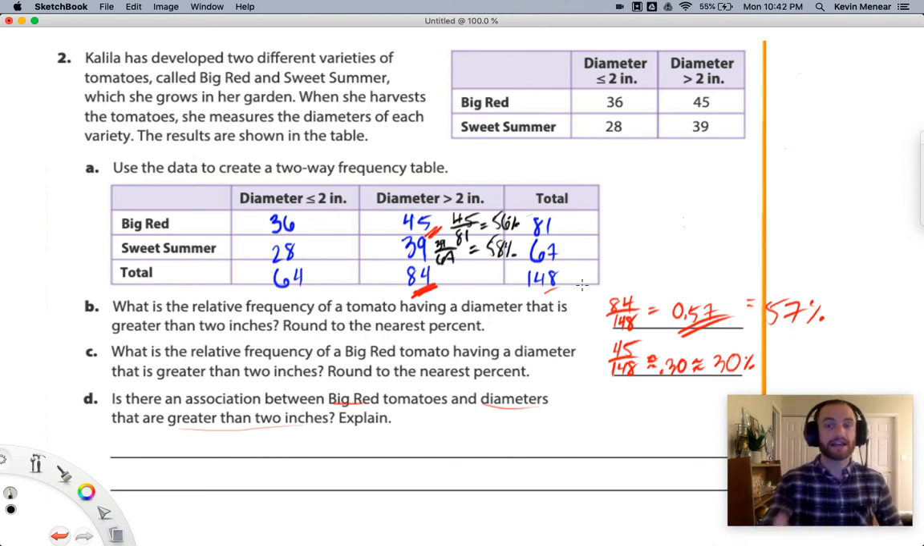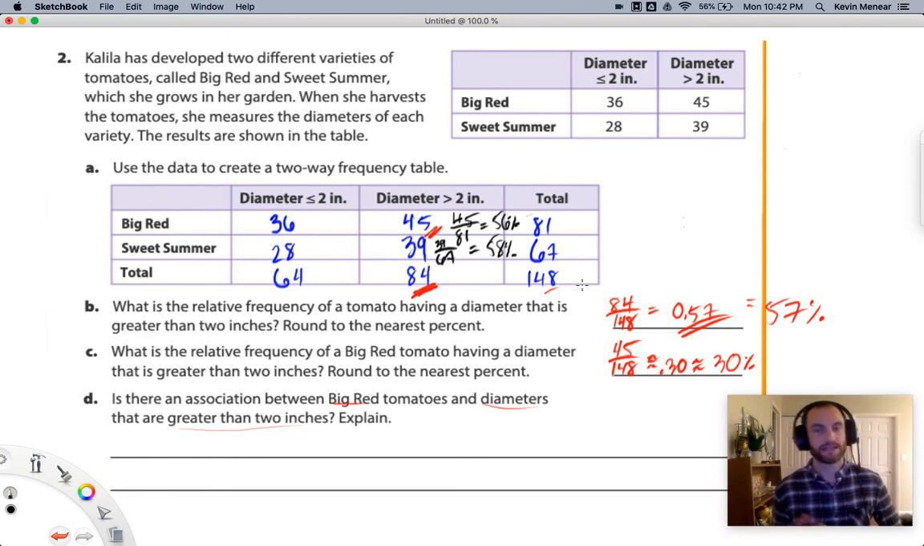And you could say that. You could say, in my opinion, there seems to be no association because the difference in percentage of the conditional relative frequency for the big red and the sweet summer tomatoes having a diameter of greater than 2 inches is small. And so you could say it seems to be no significant, you could say significant, that'd be your keyword right there, there is no significant association.